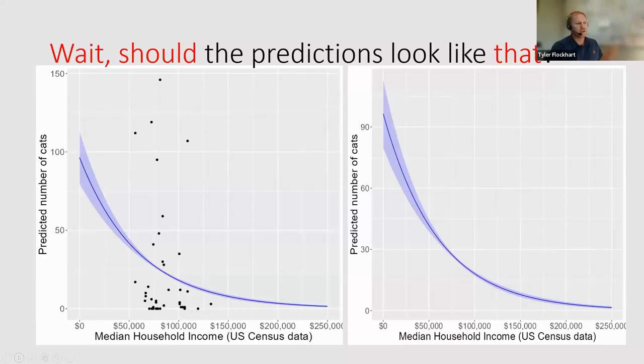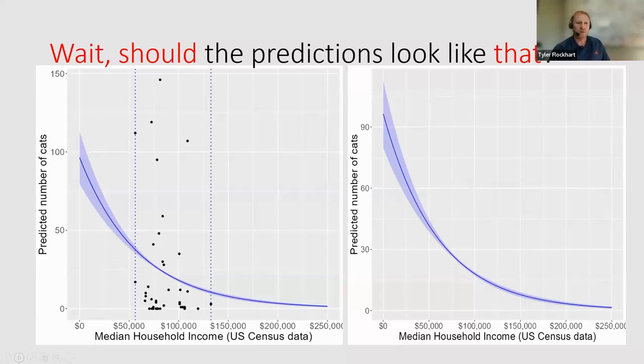Now, on the left-hand side, I've plotted the data again. These points are the same data that we just saw, the actual counts of the cats, given the median household income in the locations where they were sampled. And as we can see, we're really only sampling a very narrow range of the median household incomes that are potentially available across the island of Maui. And so we need to be very, very cautious about what these results tell us and how we might apply them.